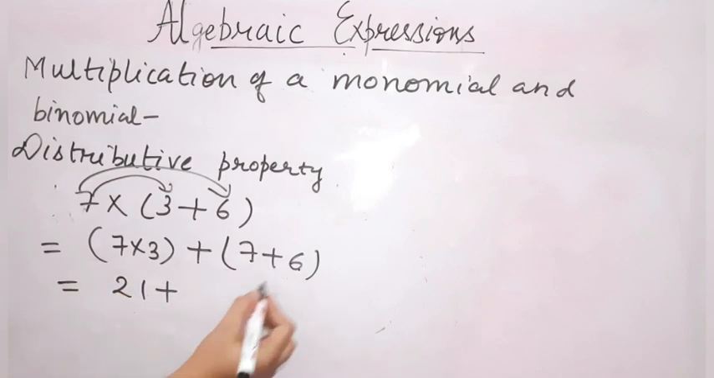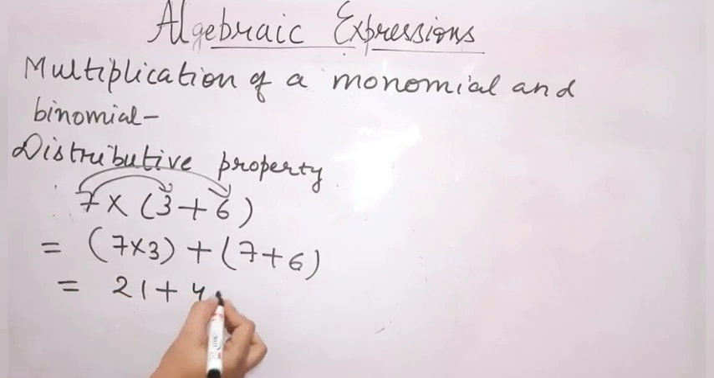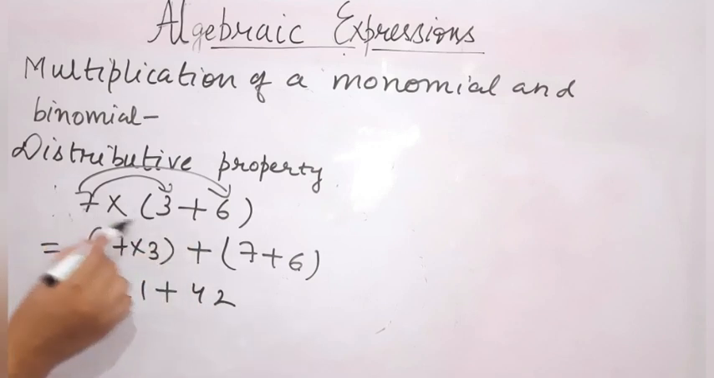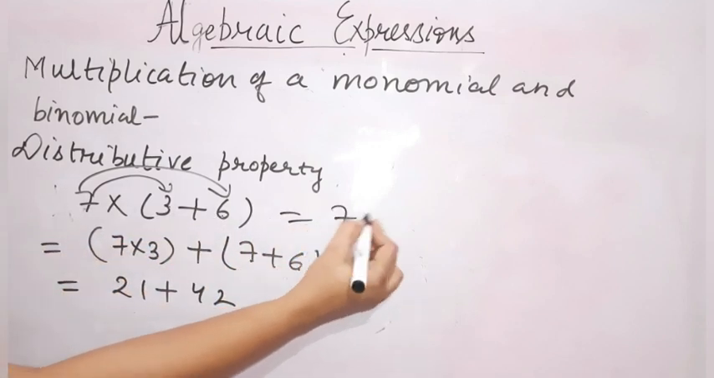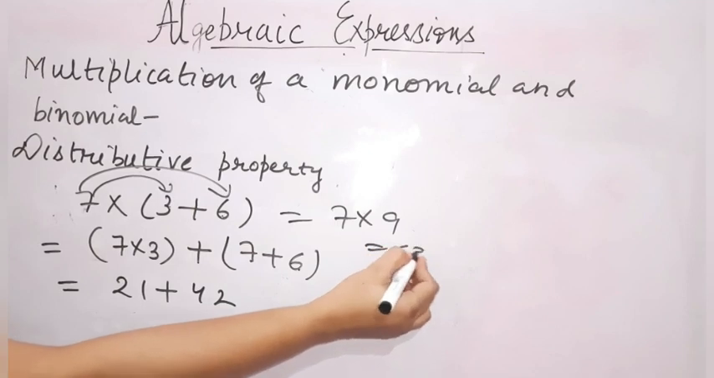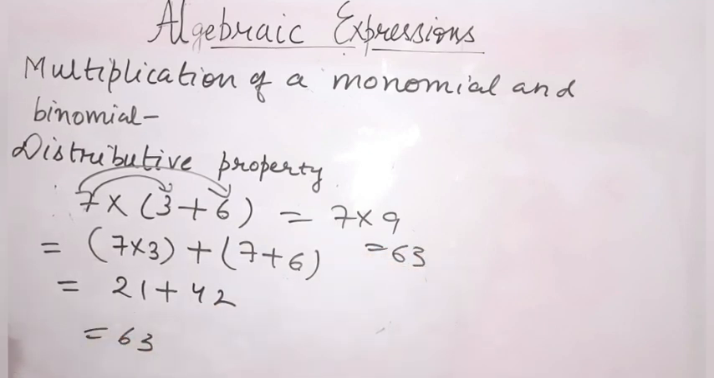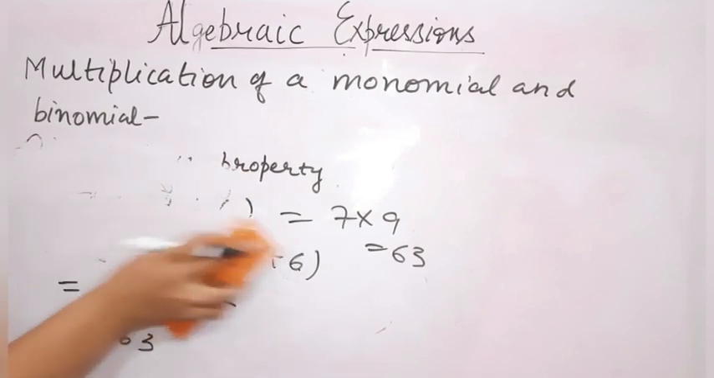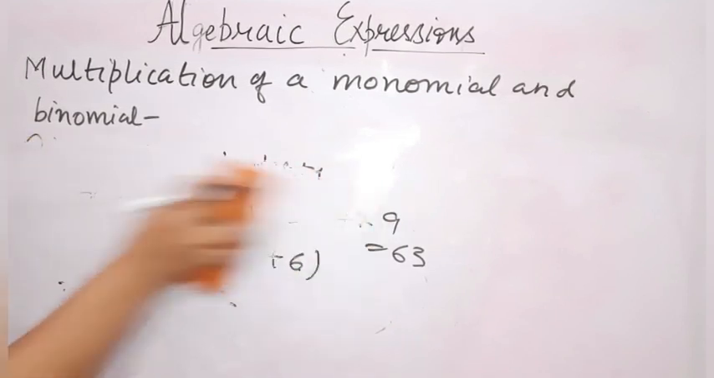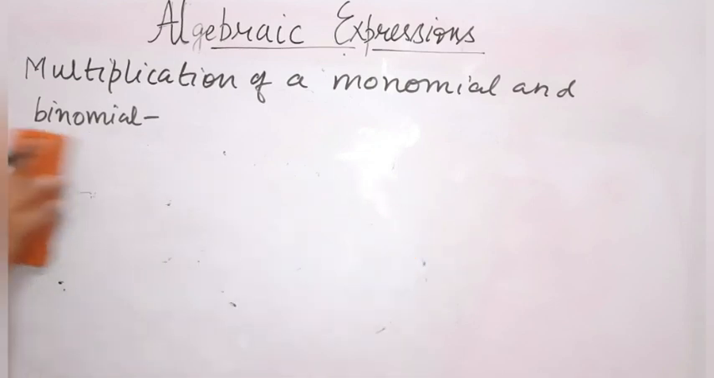This is distributive property of multiplication over addition. 21 plus 6 sevens are 42, right? And you can also do it in another way. 6 plus 3 is 9, so 7 multiplied by 9 is equal to 63. Here also the answer is 63. So this was distributive property of multiplication over addition. Now this property is going to help you a lot in multiplication of a monomial by a binomial. Okay students, so let's move on to this topic.